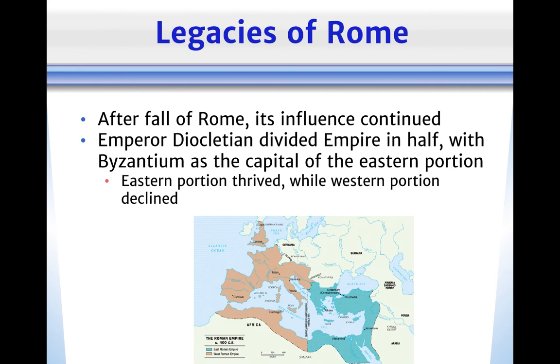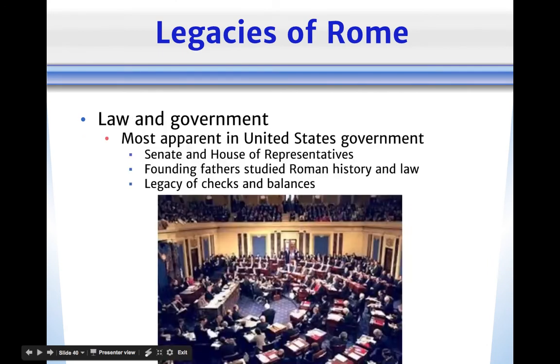And just a little memory device, I always remembered that it was Diocletian that divided the empire in half because his name, Dio, I think like Dio divide. So if that works for you, then go for it. Dio divide, Dio divide. All right, so some of the legal legacies of Rome, as I was saying earlier, it's actually most apparent in our government here in the United States.